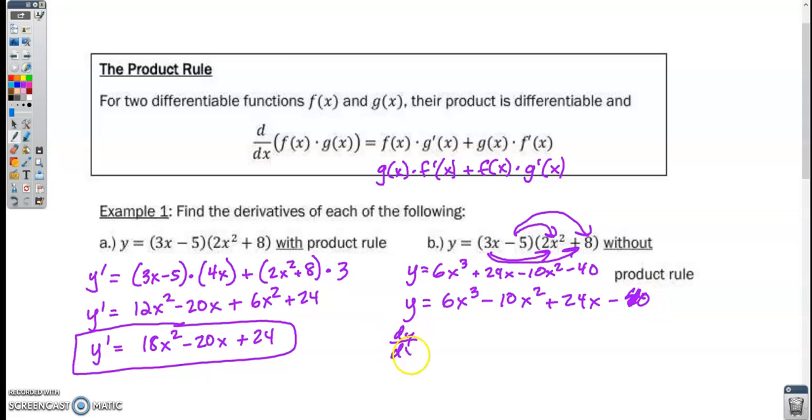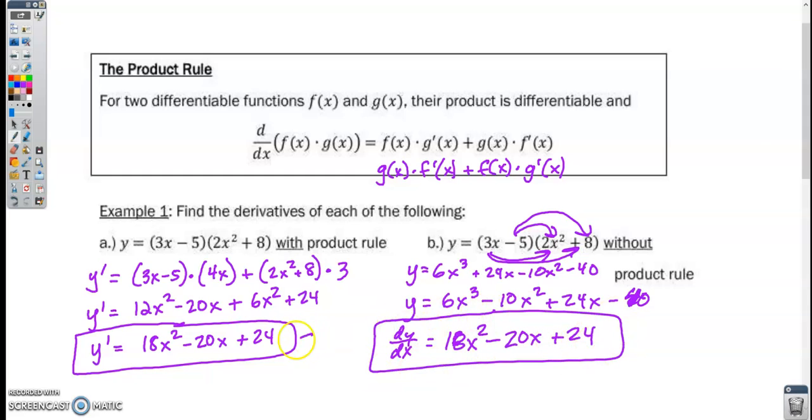So dy dx is equal to, I wanted to change up my y prime and my dy dx there, but we can just use the power rule to take the derivative of each of these individual terms. And bada boom, bada bing, we get the same derivative. More proof for us that the product rule is true.